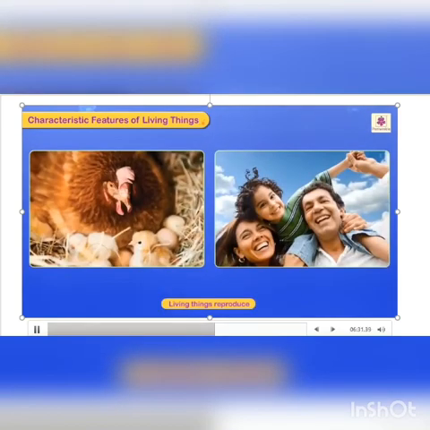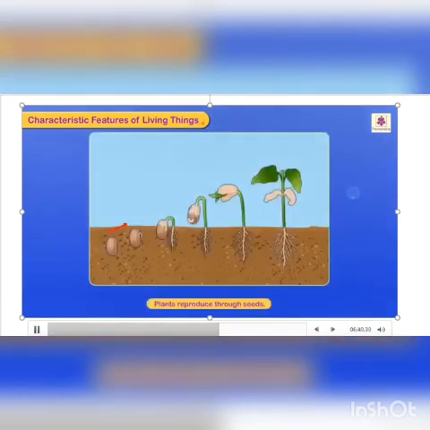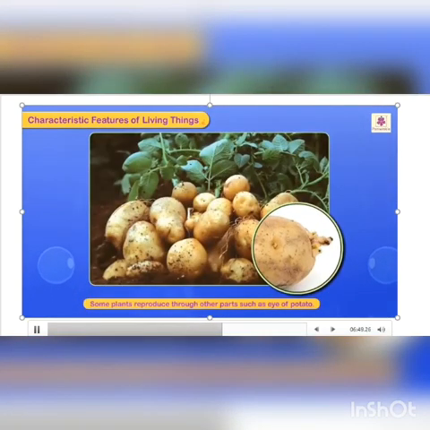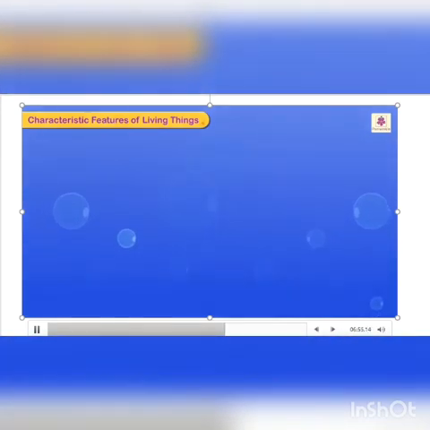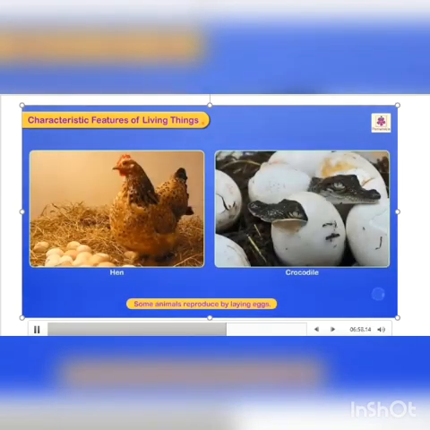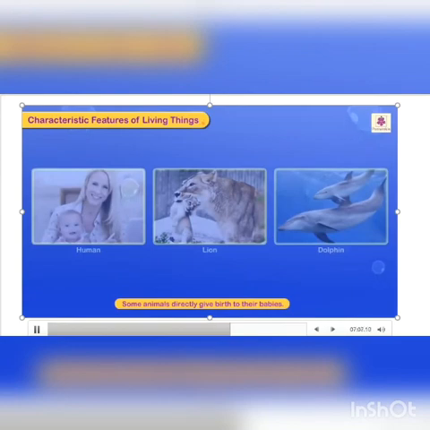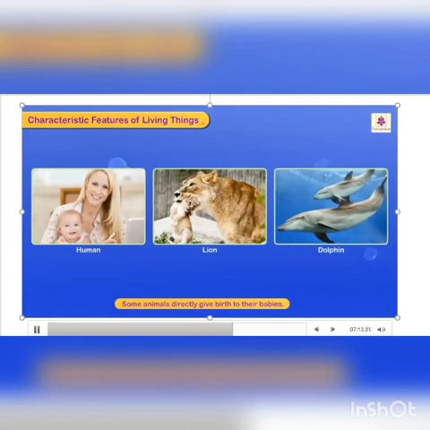Living things reproduce. Living things reproduce young ones of their own kind. Plants reproduce through seeds. Some plants reproduce through other parts such as the eye of a potato. Animals reproduce either by laying eggs like a hen or a crocodile, or by directly giving birth to their babies like humans, lions, dolphins, etc.